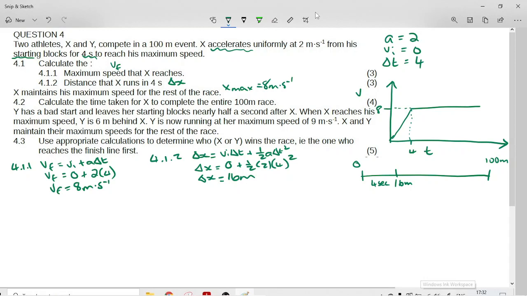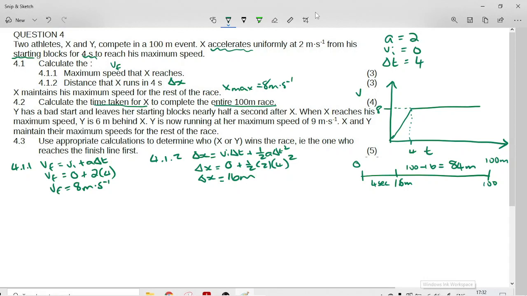They are now asking, calculate the time taken for X to complete the entire 100-meter race. So he went 16 meters in 4 seconds. So how much has he got left to run? He's got all the way from 16 to 100. So how far has he got to complete the race? He's got 100 minus 16 meters, because he's already gone 16 meters. So this is 84 meters.